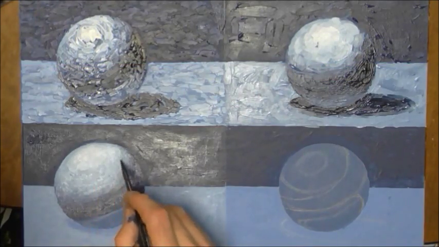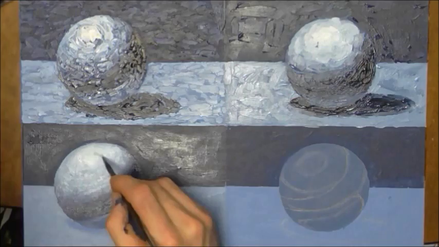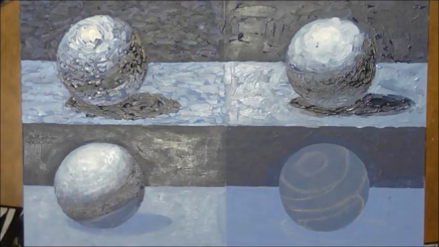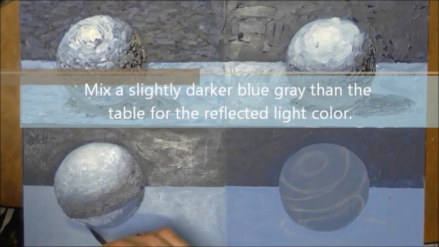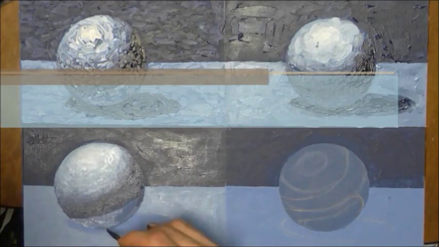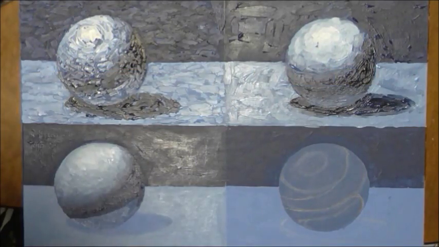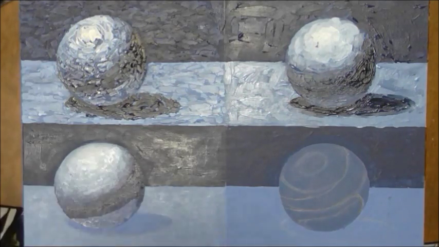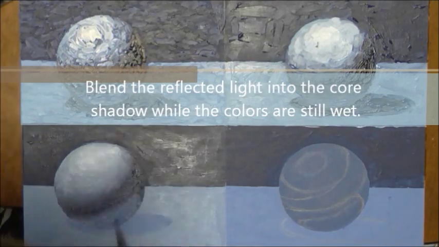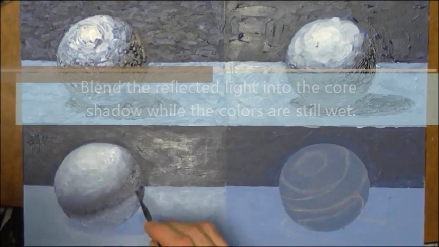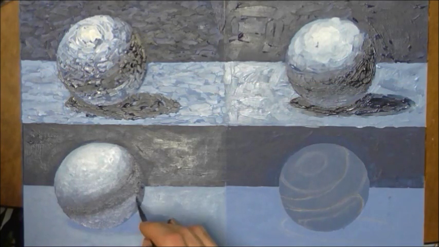When I'm done with the center light, I'm going to move on to the reflected light at the bottom of the sphere. The reflected light is created when light bounces off the table onto the sphere. The reflected light is directly underneath the core shadow. The reflected light is slightly darker than the color of the table. Blend the reflected light into the core shadow where they meet.